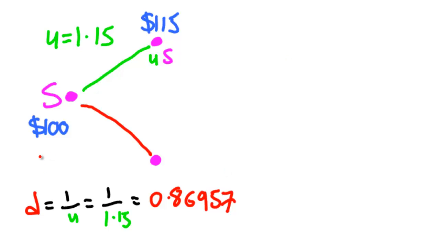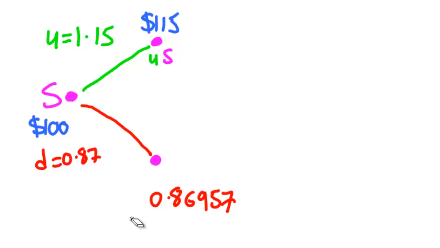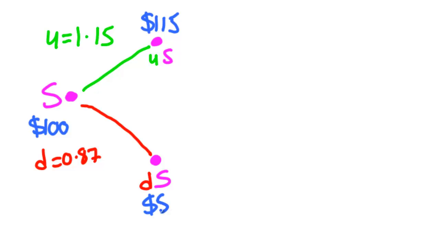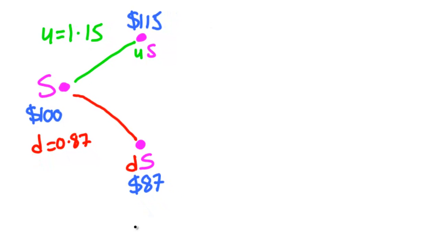0.86957. However, Tommy has a financial analysis exam soon, and he knows that they'll usually give him the D factor directly, and they'll usually round it up to 2 decimal places. So let's set our D value equal to 0.87. So if the price goes down tomorrow by D, then it will go down by D times S, or to $87. So far, so good.